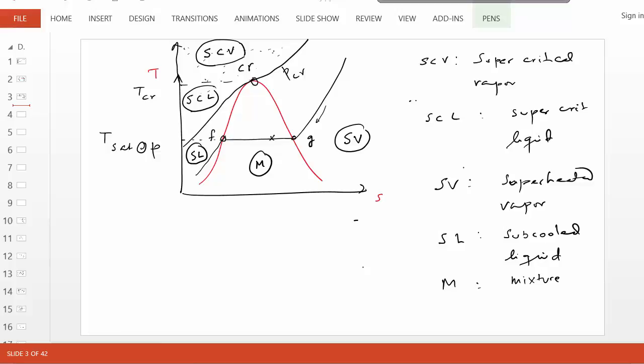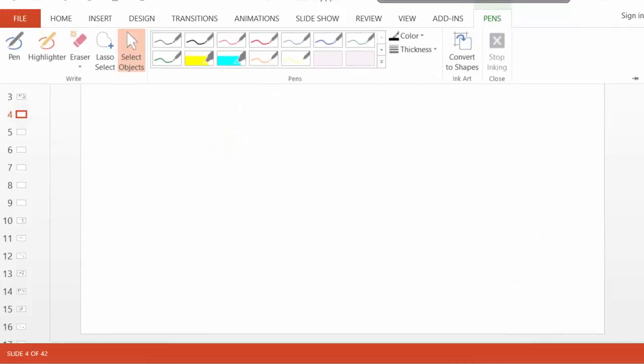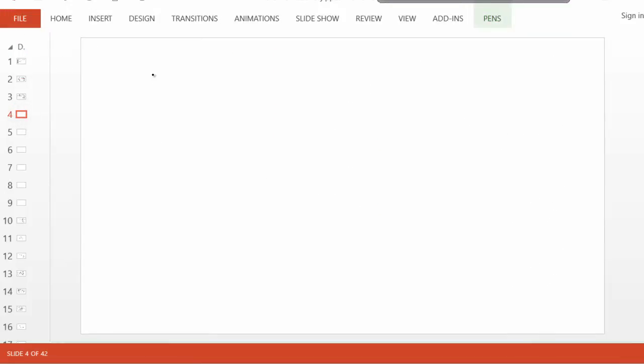Okay, now that we understand different phase compositions: subcooled liquid, superheated vapor, mixture, and supercritical liquid and vapor, let's go ahead and see how we evaluate properties of a state. So we will start with the simplest possible situation. Let's say it's given to us that we want to evaluate all the properties for a state called state 1, and let's say pressure is 100 kPa and it's saturated liquid.